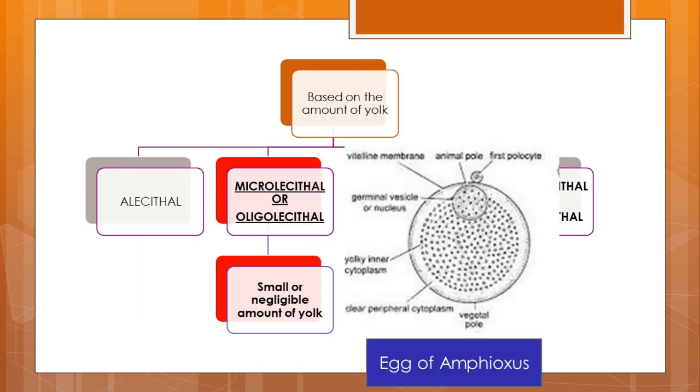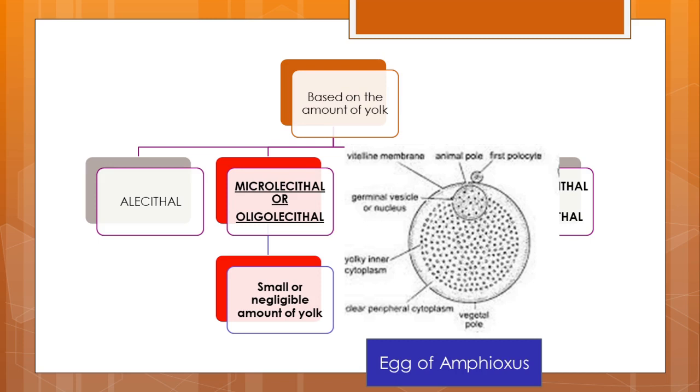Then the second type of egg based on the amount of yolk is microlecithal or oligolecithal egg. When the egg contains a small or negligible amount of yolk, it is said to be microlecithal or oligolecithal egg. For example, the eggs of marine animals like amphioxus, tunicates and echinoderms all contain a little yolk because the young one that hatches out begins active feeding at an early stage. So there is a larval stage in the life history.